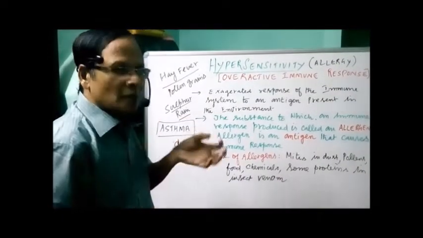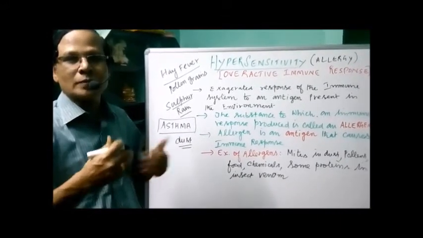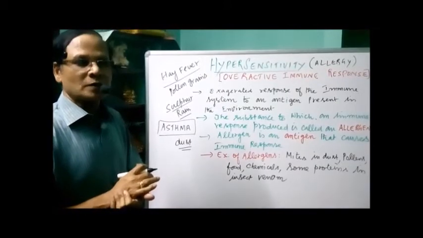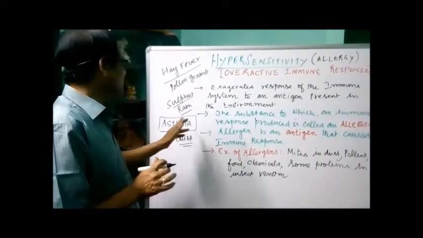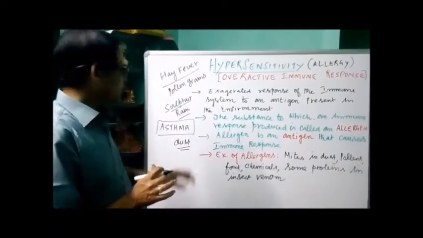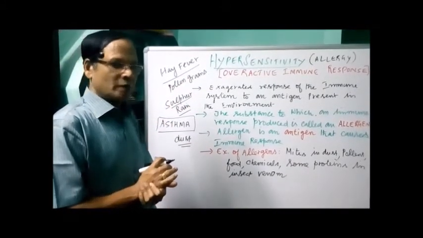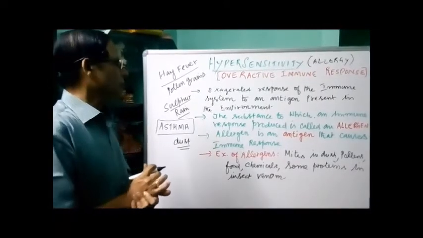So when you're dusting the house, an increased number of eosinophils occur in the blood. It causes asthma, eosinophilia, all because of the dust. So dust allergy causes asthma. Hay fever is because of pollen grain allergy. These are the two best examples for hypersensitivity. Anyway, it is normally an overreactive immune response.